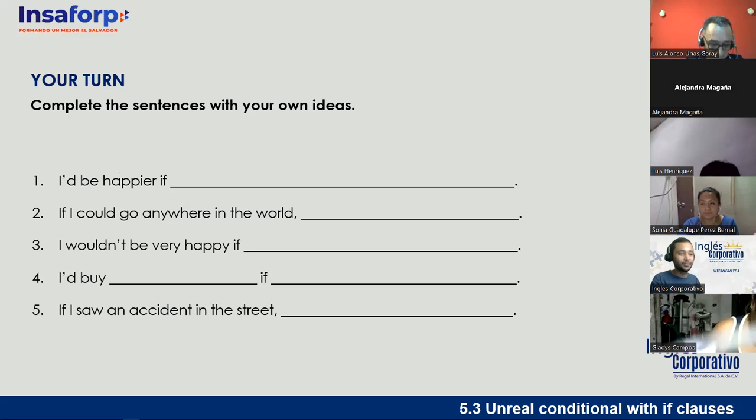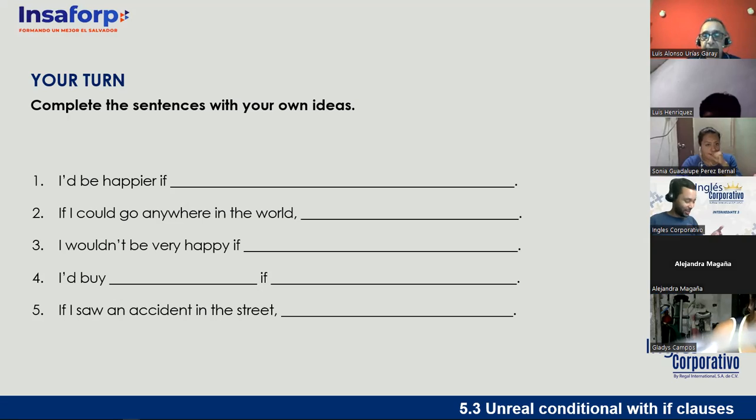Okay, teacher. I would be happier if I could produce more milk. I would be happier if I could produce more milk. Okay. Yes. So you produce milk now. Yes. But you want to produce more. Yes. Okay. Great. That's great. Alejandra, please. Number one again. I would be happier if I had a lot of money. Okay. Yeah, me too. I will be happier if I had a lot of money. Okay. Great. Ahorita todos dicen, eso mismo puse yo. Todo el mundo está viendo lo mismo.